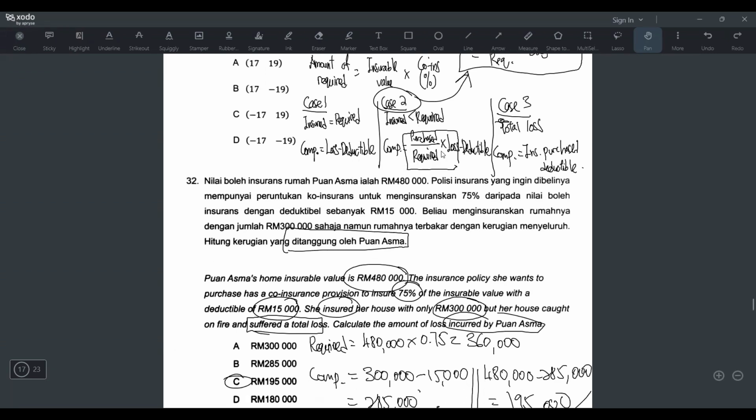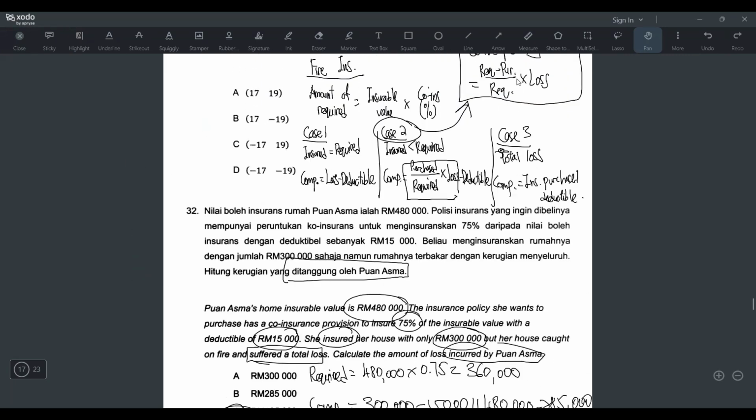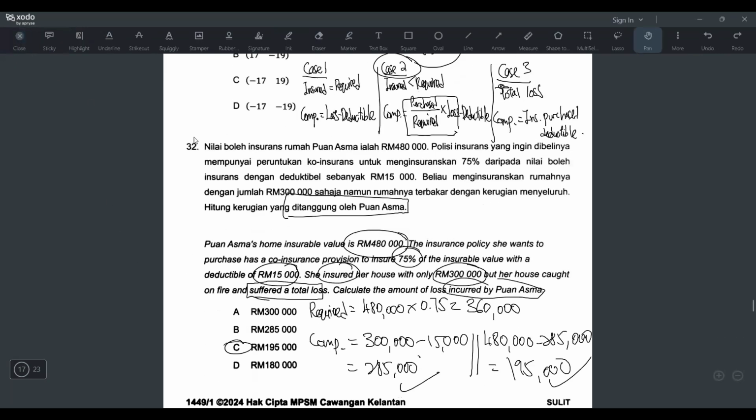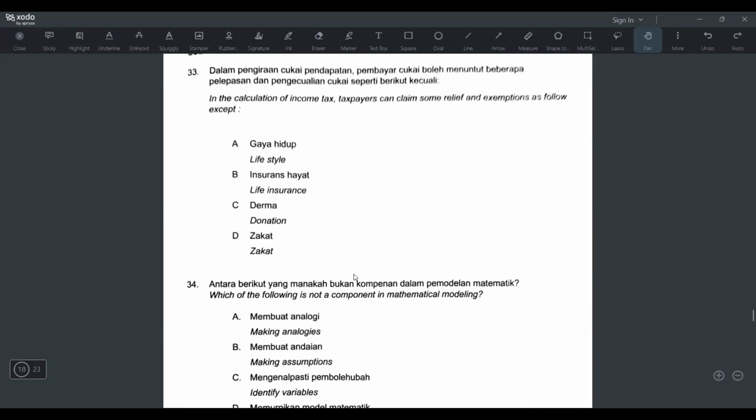Because for case 2, you use this formula for the compensation. And for case 2, to find the policy holder's amount, we have to use the penalty formula. After you use the penalty formula, you have to add the deductible to get the total amount the policy holder has to bear for case 2. Alright? But this is case 3 and the method is like this. Right? Okay, I hope you understand.